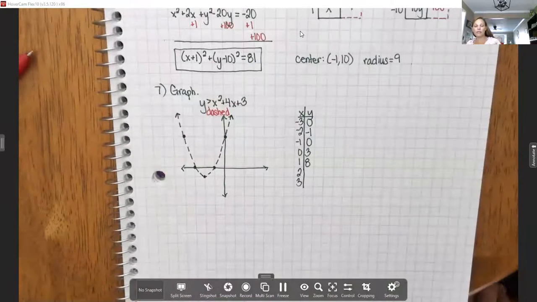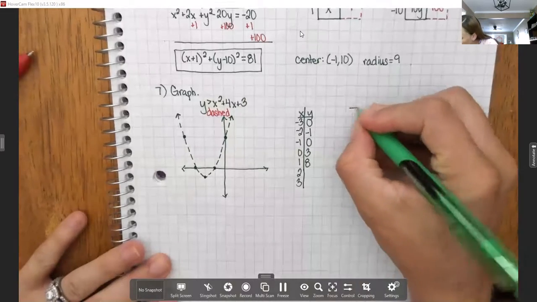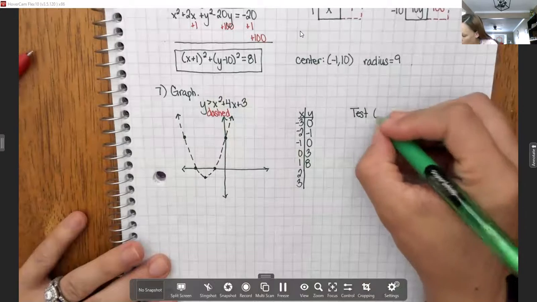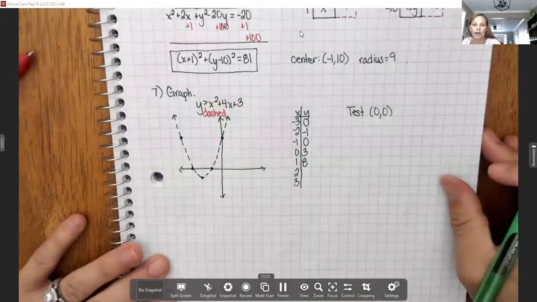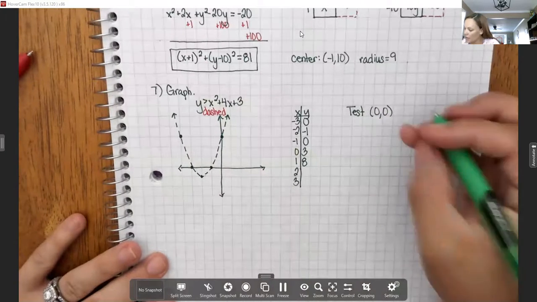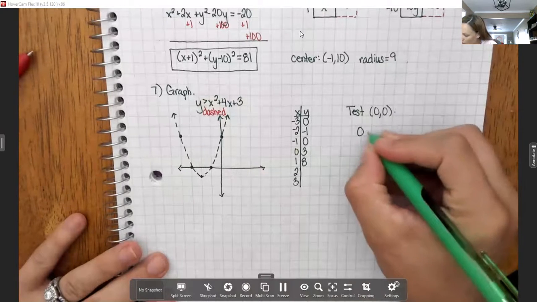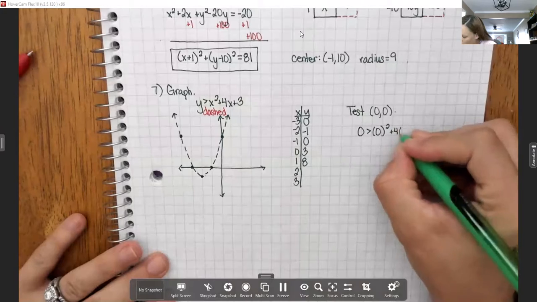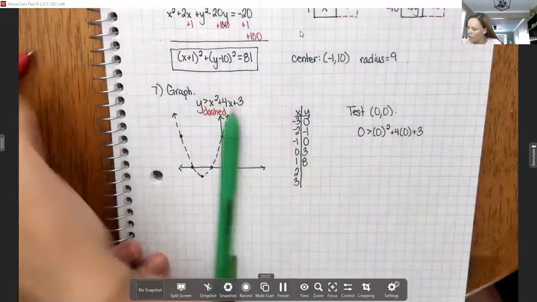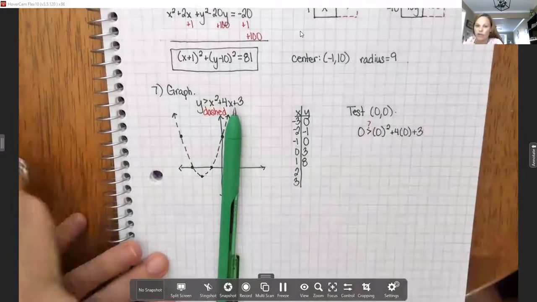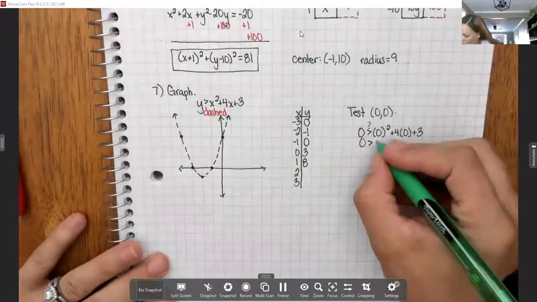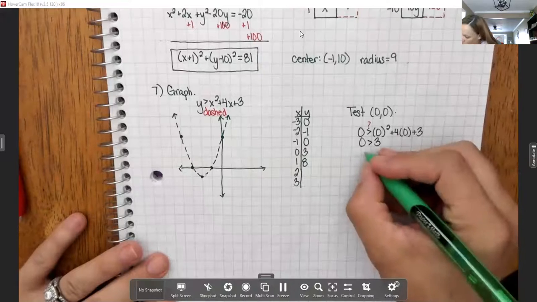And then we have to test a point that's not on our parabola to determine where to shade. So we can test anything as long as it's not on that dashed line. I always recommend 0, 0 if you can. So if we test 0, 0, we have 0 is greater than 0 squared plus 4 times 0 plus 3. This is a question we're checking. 0 is greater than 3, which is false.